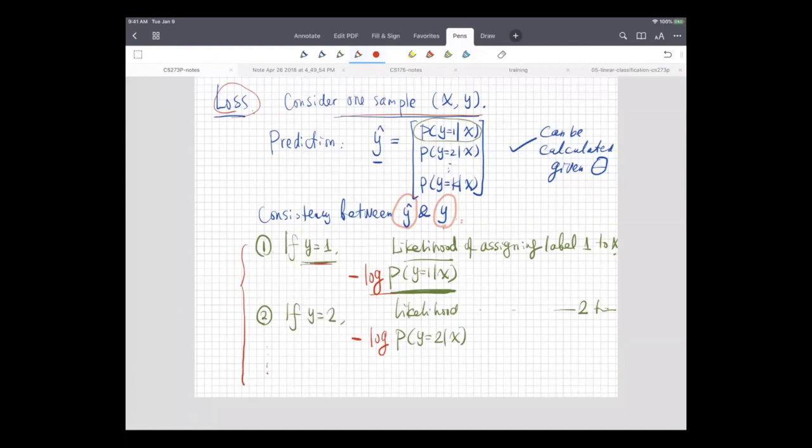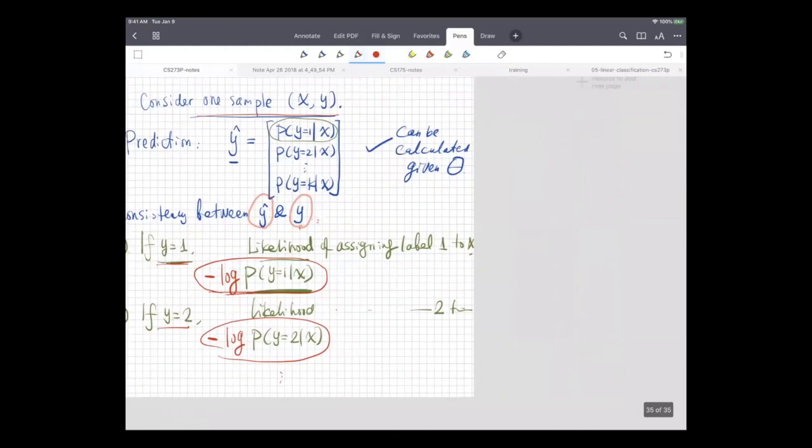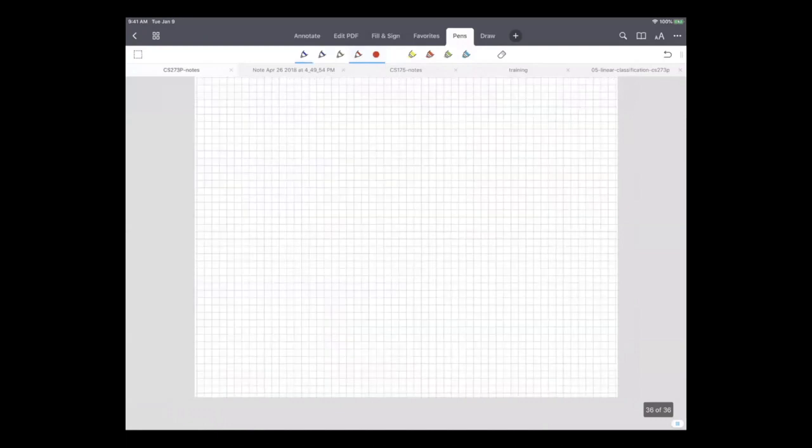If it's 1, I'm going to use this one as my loss function. If it's 2, I'm going to use this one here as my loss function, and so on. So I have this kind of logical if statement to tell me which term I should use to construct my loss function. Which means I can rewrite them into this formula here. Say my loss now is this: a loss for one sample, x and y.